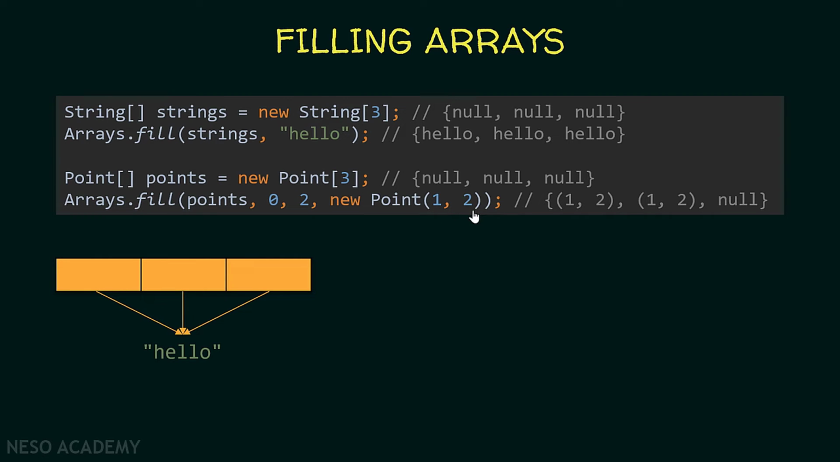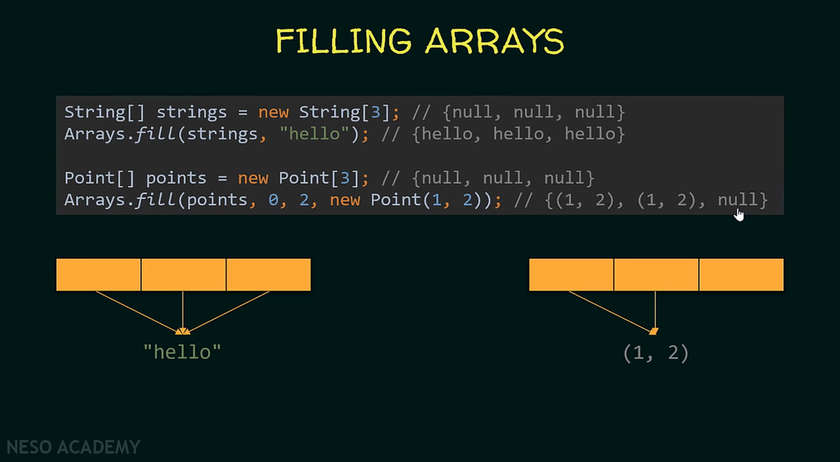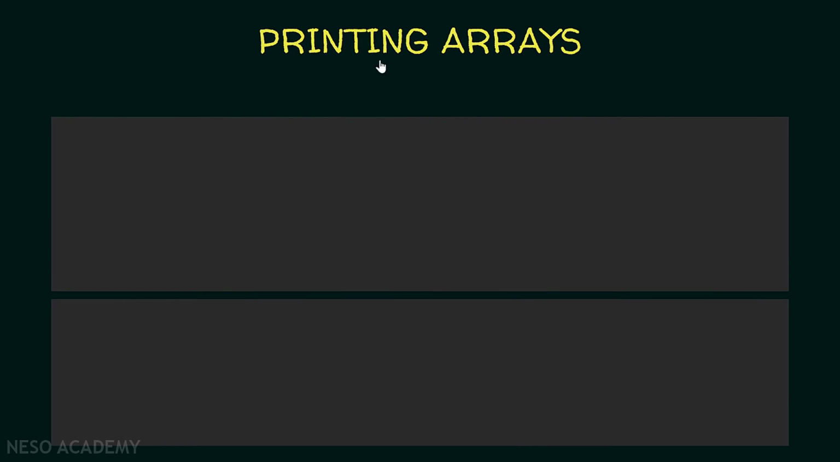So what's going to happen? We will create a new point with x equal 1 and y equal 2, and we will assign the address of this point to the first 2 elements of this array. So the first element and the second element will reference the same point that we created over here. And the last element will remain null because we didn't fill it, alright? If you want to imagine this array, it will be like this. The first 2 elements contain the address of this point, and the third element is null, so it doesn't point to anything.